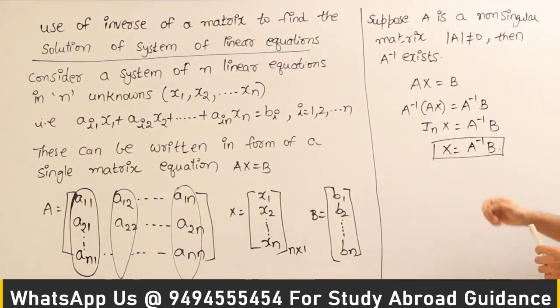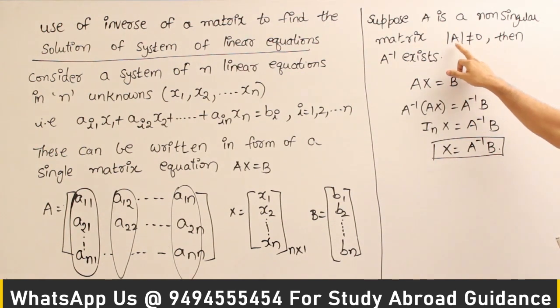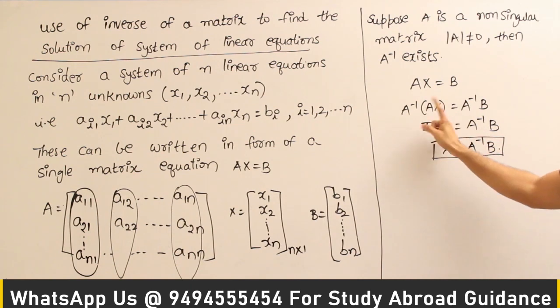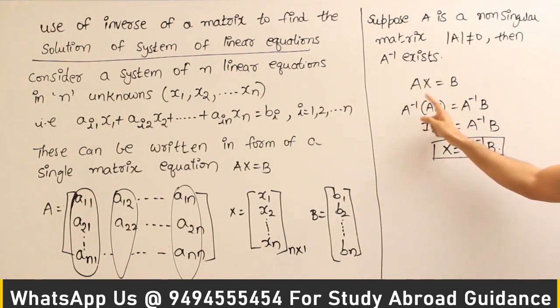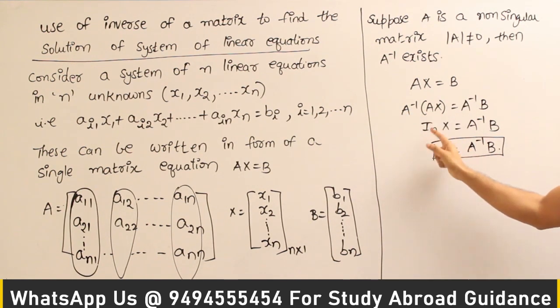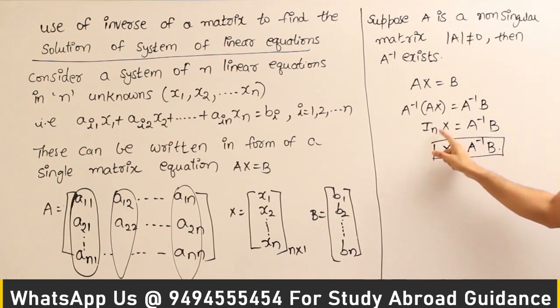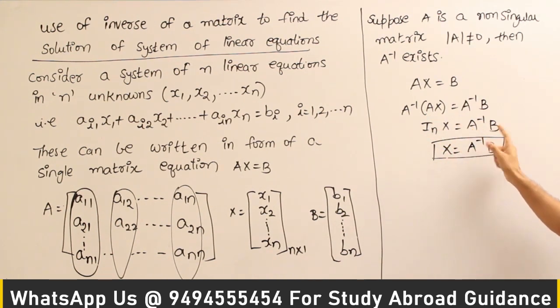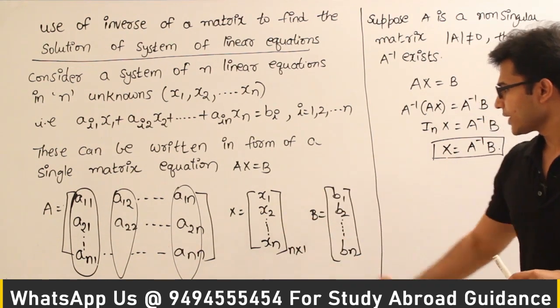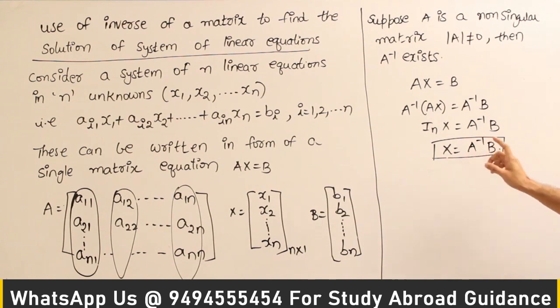So assume that A is non-singular, which means the determinant of A is not equal to 0, so A inverse exists. We already have the equation AX = B. Now I multiply both sides of this equation by A inverse. Once I multiply A inverse with A, we know the result is the identity matrix In. Therefore X = A inverse times B. So the values of the variables can be found by multiplying A inverse with B.